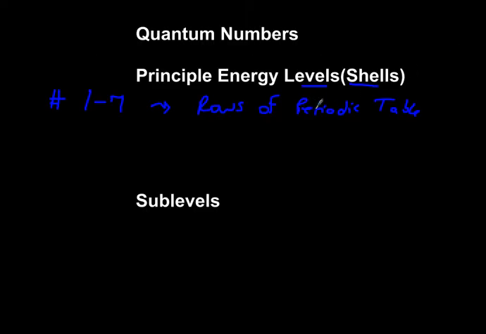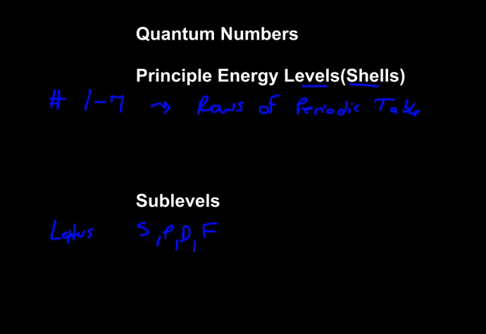So, principal energy level. We know what state our electrons live in. The next thing we want to know is the city, sublevels. So your sublevels are going to be letters S, P, D, or F.